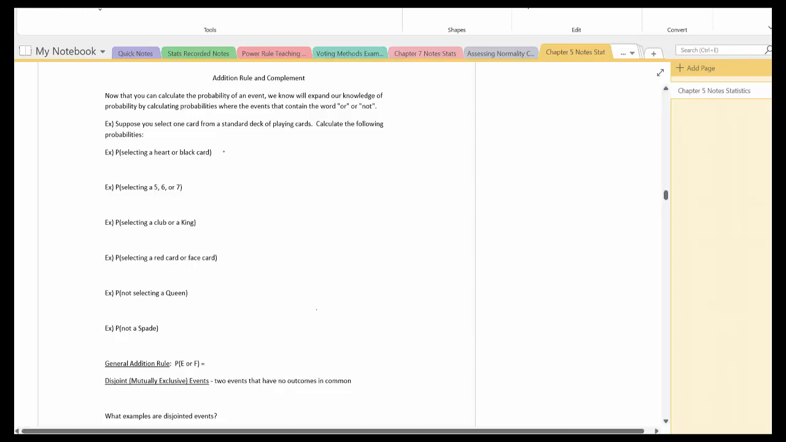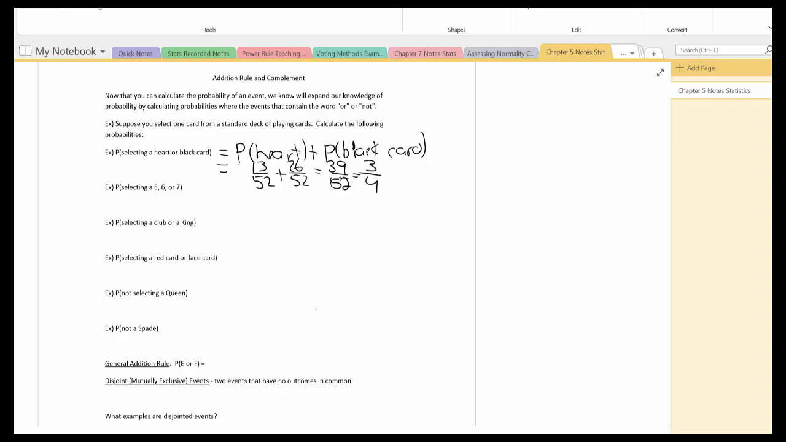So remember, when I see the word or, that means I'm going to add. So it's the probability of selecting a heart plus the probability of selecting a black card. Now, the probability of selecting a heart, that's going to be 13 hearts out of 52. There are 26 black cards out of 52, which is 39 out of 52. Simplifying that, that's going to be 3/4. Now, is there any possibility of getting both a heart and a black card at the same time? And the answer to that is no, so there's no overlap for these events.